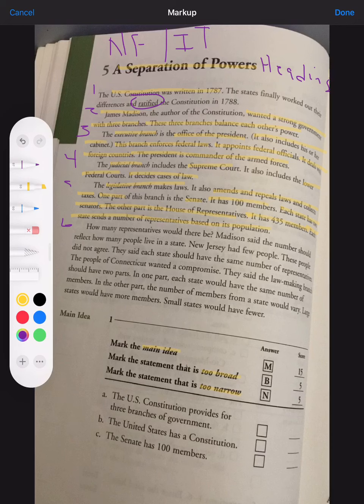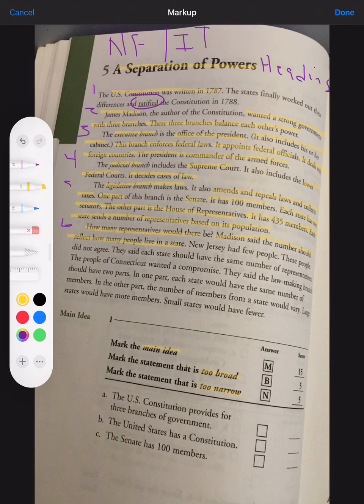And all of this that we're talking about came from after the Articles of Confederation failed. We had the Virginia Plan and the New Jersey Plan. Basically, what we're reading about here, the separation and balance of powers, is a combination of the Virginia Plan and the New Jersey Plan. How many representatives would there be? Madison said the number should reflect how many people live in a state. New Jersey had few people. These people did not agree. They said each state should have the same number of representatives.